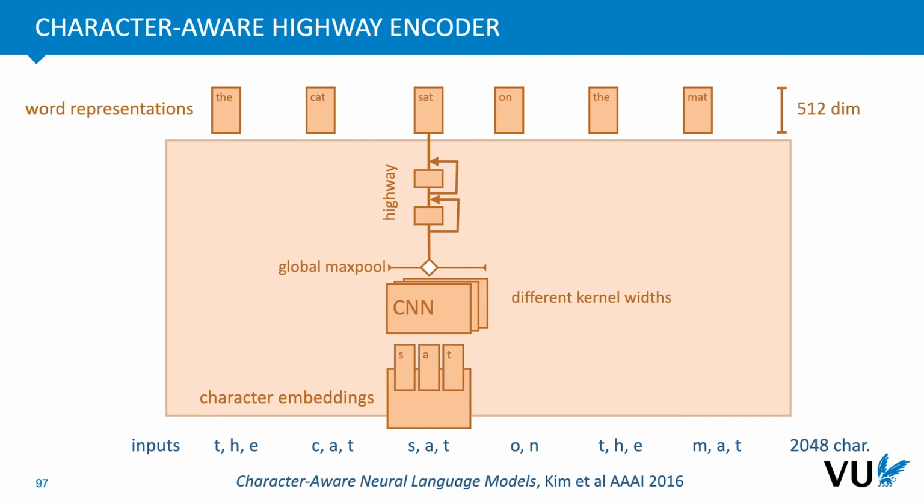The sequence of these embedding vectors representing one word is fed to a set of convolutional neural networks, each with a different kernel width. These are combined and max pooled over the time dimension, and this resulting representation of the word is fed through 2 linear layers, each with a highway connection, which is a bit like a residual connection but parameterized. And from this we get a word representation.